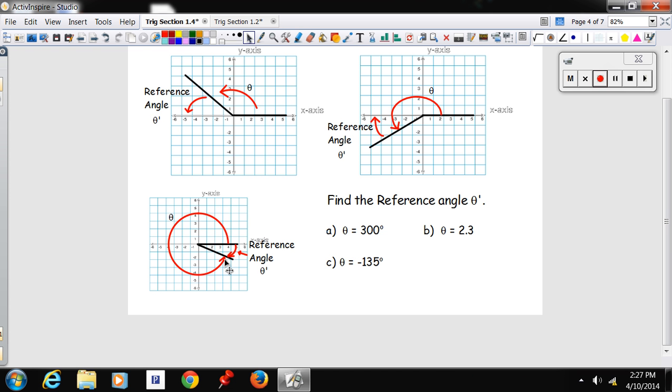So now you've seen an example of one in the second quadrant, one in the third quadrant, and one in the fourth quadrant. Noticing you're always going back to the x-axis to draw your triangle. So we're always taking our angle and going back to the x-axis so that we can draw in our right triangle.